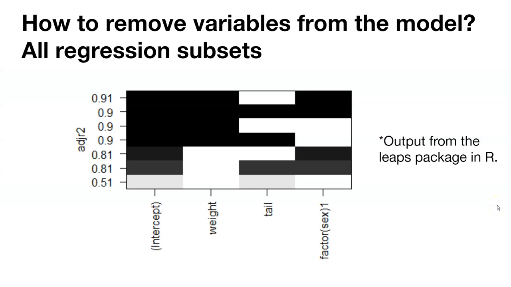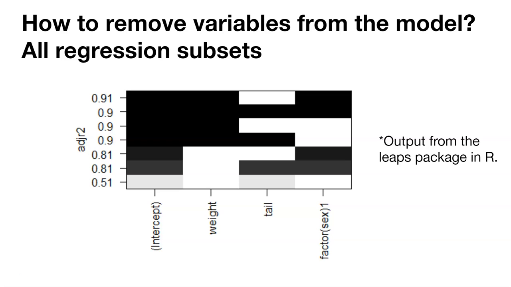And so we can think about doing something like all regression subsets. There are some packages available in R, and we're going to use the LEAPS package to help us fit all of the possible models with all of the different combinations of variables that we can in our R session. So this process of doing all subsets regression selects all the possible predictors and runs all possible model combinations using your variables.